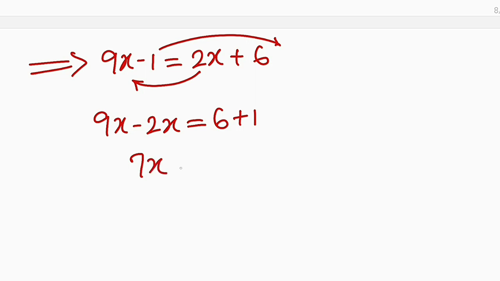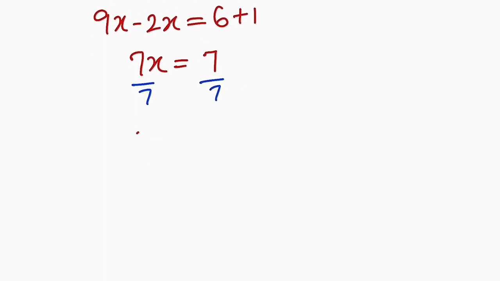This is 7x equal to 7, which means that what? x must be equal to 1, because 1 times 7 is 7. So by dividing both sides, if you like, you can divide both sides by 7. Finally, you can see that x is equal to 1, because 7 cancels 7, and 7 divided by 7 is 1. So the value of x is equal to 1.